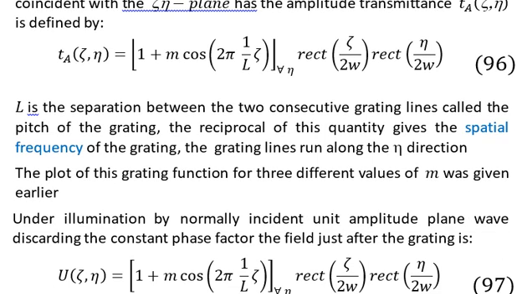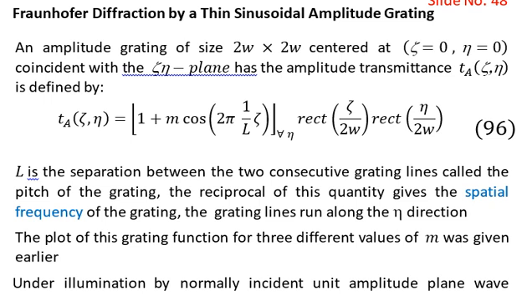Capital L is the separation between two consecutive grating lines, called the pitch of the grating. The reciprocal of this quantity gives the spatial frequency of the grating. The grating lines run along the eta direction. So this 1 over L appearing in equation number 96 is the spatial frequency of the grating, and L is the pitch, the separation between two consecutive lines. That is how many line pairs there are per millimeter or per centimeter or per inch, whatever units you choose. And the grating lines are parallel to the eta axis.